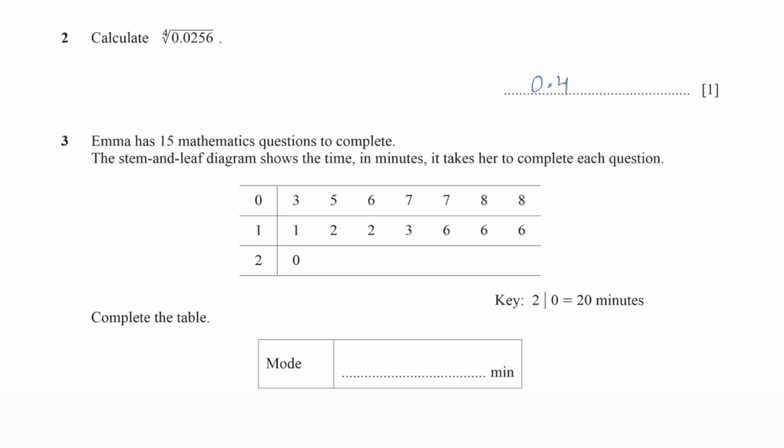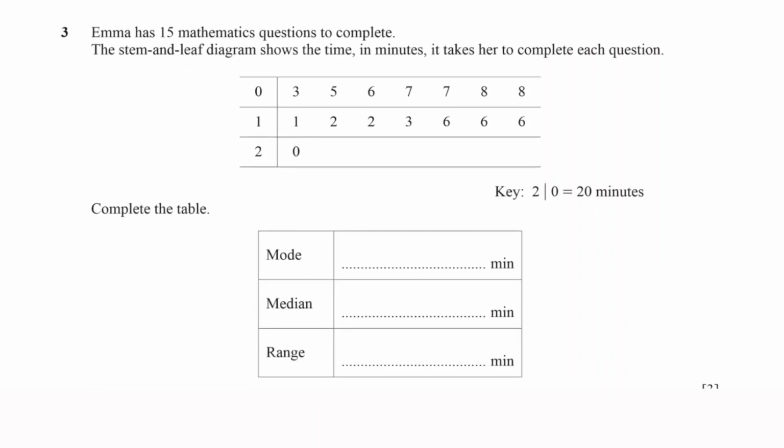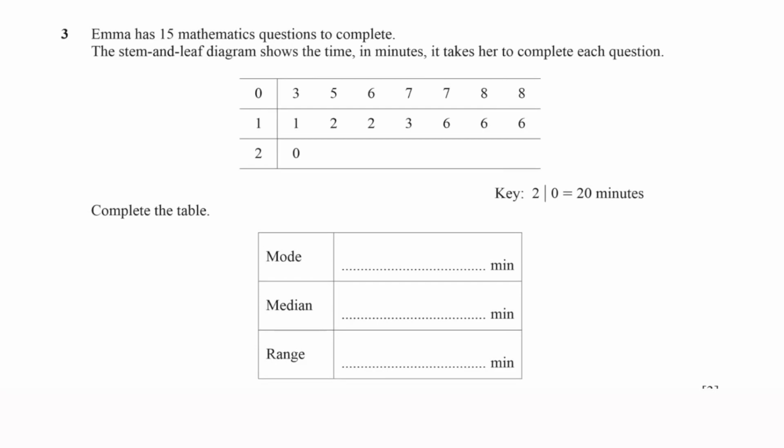Question number 3. Ema has 15 mathematics questions to complete. The stem and leaf diagram shows the time in minutes it takes her to complete each question. Okay, there is a key given and you have to be very careful looking at this key. The key says that 20 means 20. It means that 11 means 11, 12 means 12, like that.